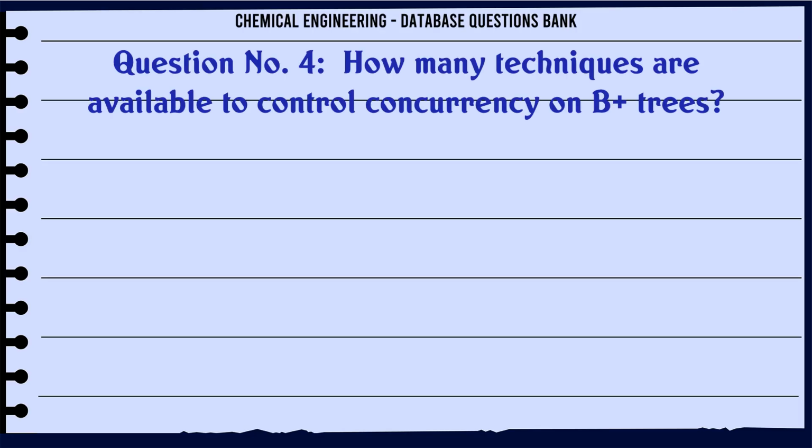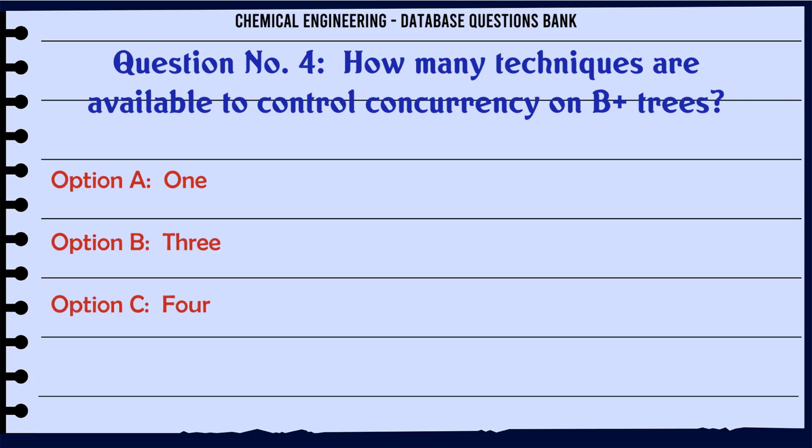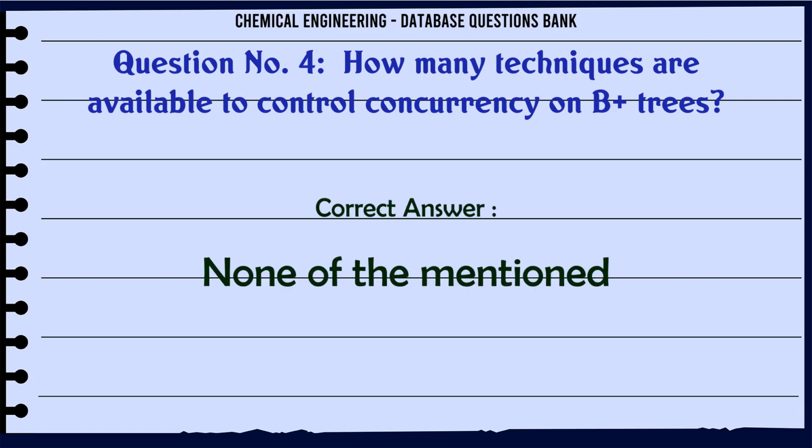How many techniques are available to control concurrency on B-trees? A, 1, B, 3, C, 4, D, none of the mentioned. The correct answer is none of the mentioned.